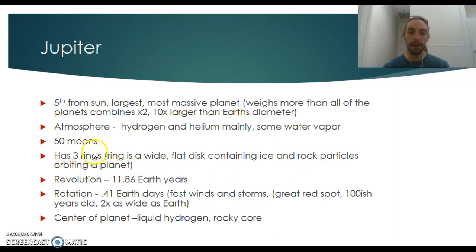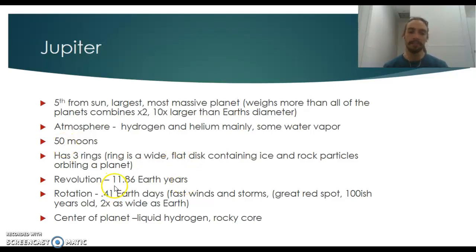We know that they're kind of there, but we need to have some sort of probe or telescope find them and actually see that they're orbiting around Jupiter. So Jupiter has 3 rings. And a ring is just a wide, flat disk containing ice and rock particles orbiting around a planet. So it's mostly just like gaseous ice and rock particles, and it just kind of goes around the planet. So it creates this little ring effect, but it's mostly just gases.